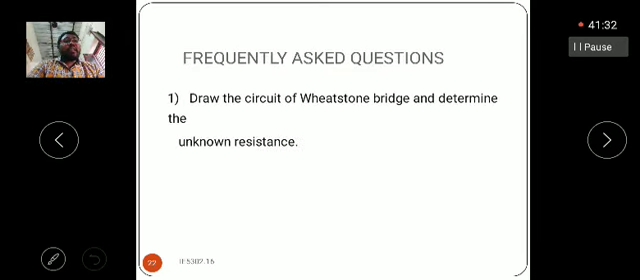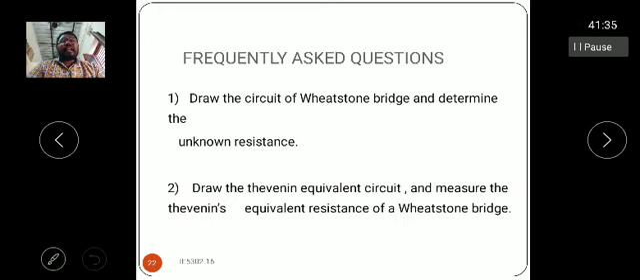It is frequently asked in examinations: draw the circuit of the Wheatstone bridge and derive the unknown resistance. Most examinations frequently ask this type of question. The diagram of the Wheatstone bridge also carries some marks. For example, if this question is asked as an 8 marks question, then we have to draw the circuit diagram of the Wheatstone bridge, where they give 2 marks only for the circuit diagram, because the circuit diagram shows the explanation about the Wheatstone bridge.